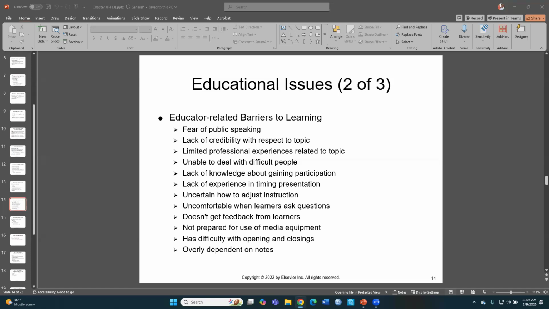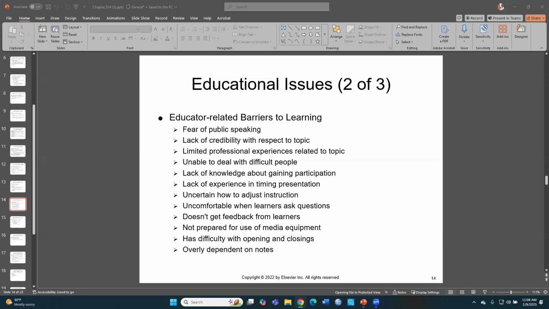fear of public speaking, practicing in front of a mirror, a video camera, or with a friend. Lack of credibility with respect to a certain topic. Best thing is to increase your confidence by preparing for the talk so that the information is useful. Limited professional experiences related to a health topic. Sharing your experiences, using analogies and illustrations that help describe your personal experiences.